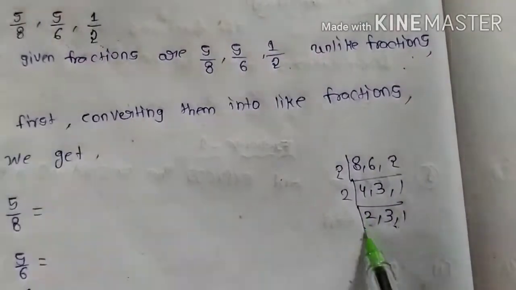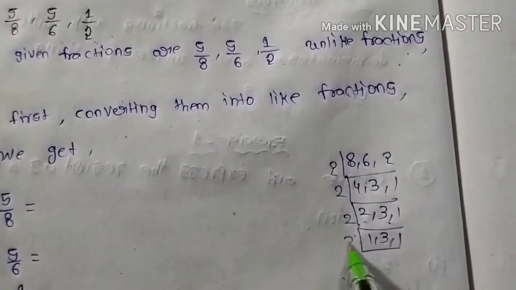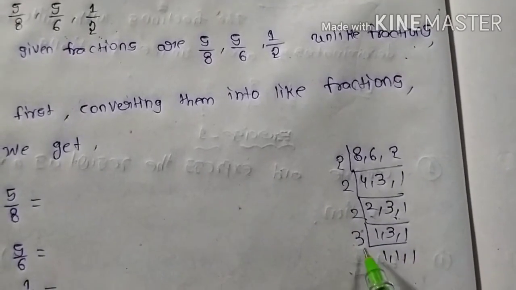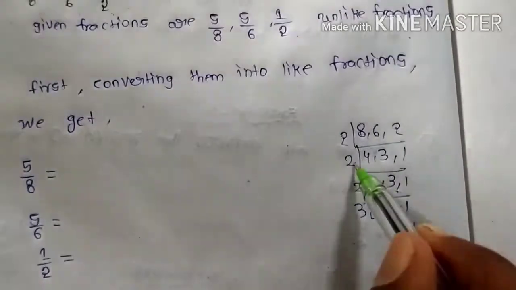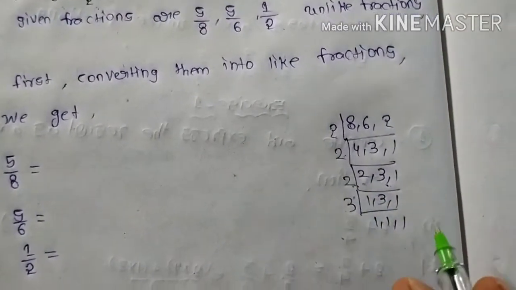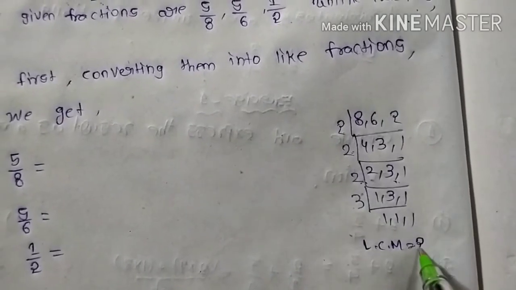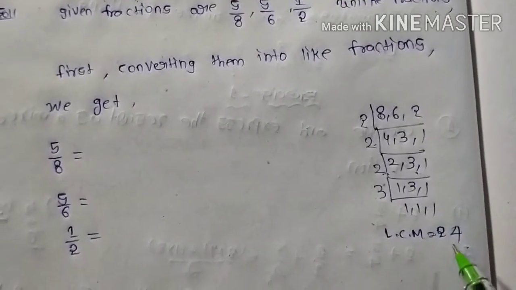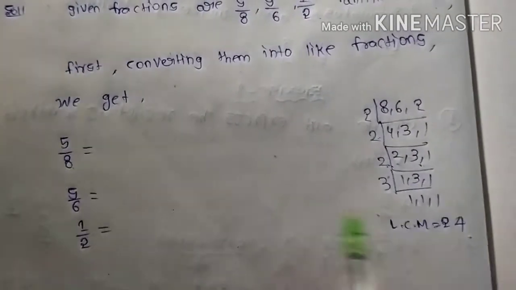If you want, you can do it in this way: 2 ones, here 3 will be available the same, here 1, 1, 1, 3, 1. That means, what is the LCM? 2 twos are 4, 4 twos are 8, 8 threes are 24. Here the LCM is equal to 24. That means you need to convert the denominator into 24.